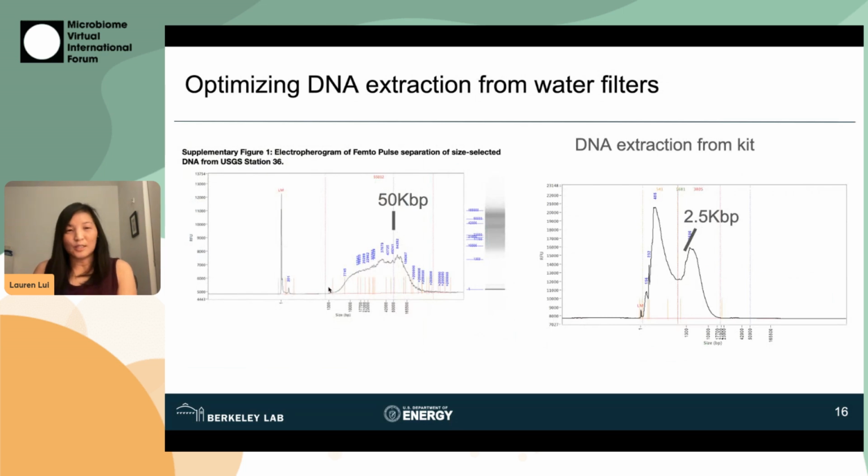So this is just an example of how our DNA extraction differed from the standard one from a kit. Environmental samples are much harder to extract DNA from because they have a lot of environmental DNA that are short fragments, as you can see here. And so this is also size selected, but you can see that the DNA is much longer.